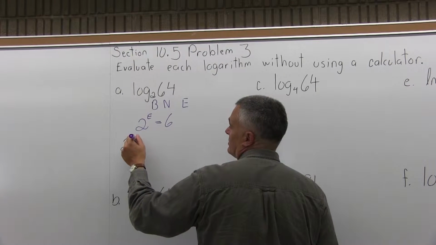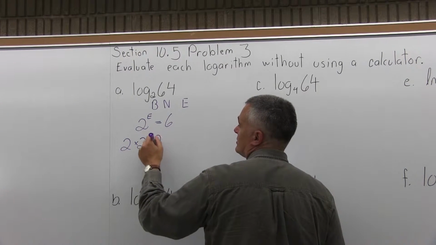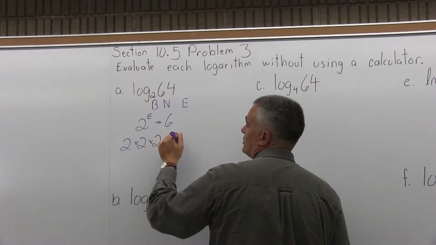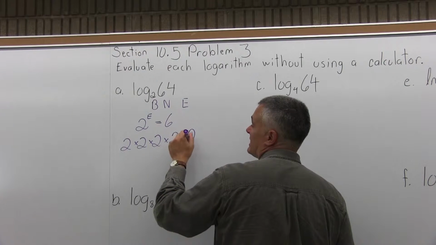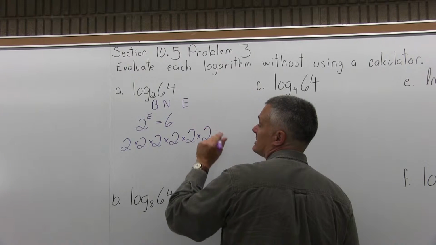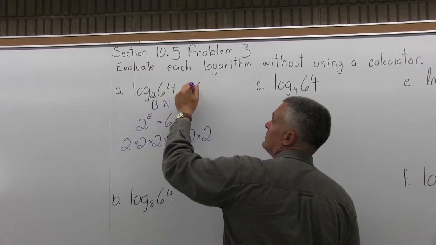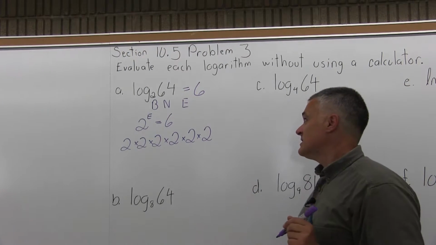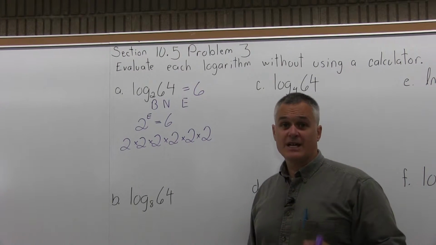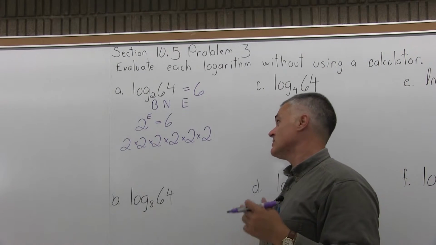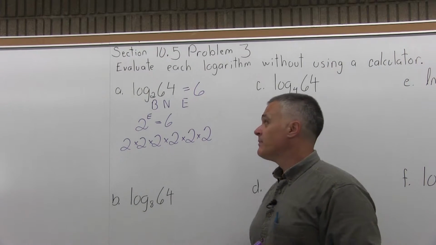So we have 2 times 2 is 4, times 2 is 8, times 2 is 16, times 2 again is 32, times 1 more 2 is 64. So 1, 2, 3, 4, 5, 6th power. So log base 2 of 64 equals 6. You're looking for the exponent on the 2 that would raise it to be 64.